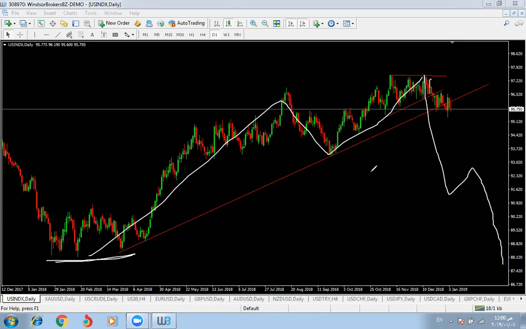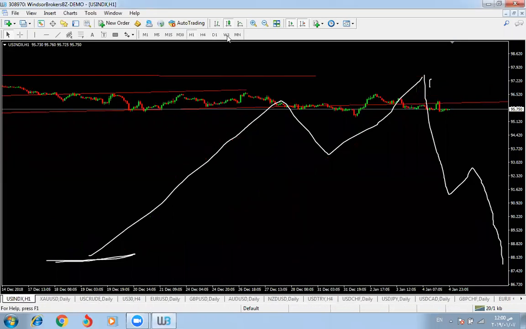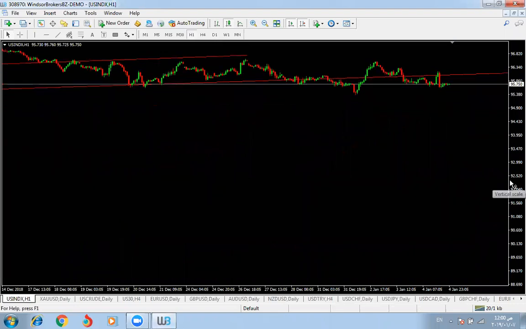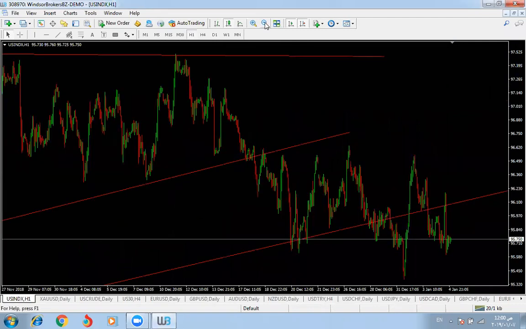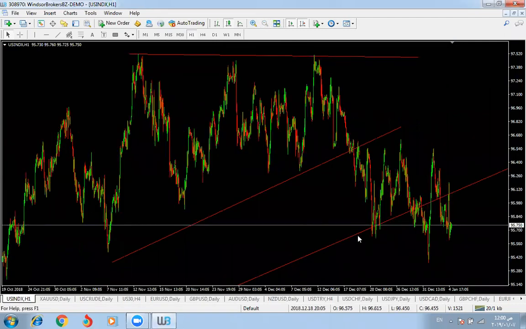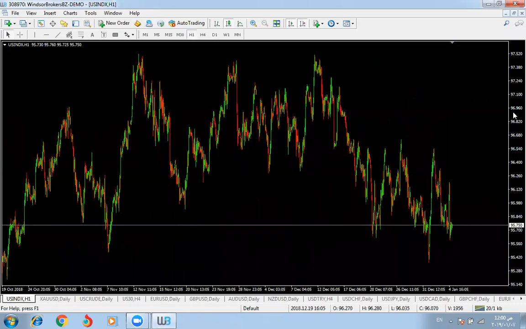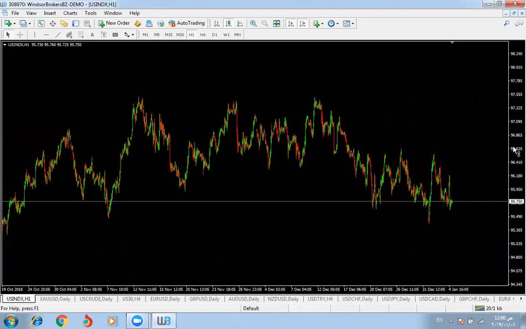That's all for the dollar index. I will show you the 1 hour time frame. We are bearish for the dollar index, and we agree that its direction is to the downside.